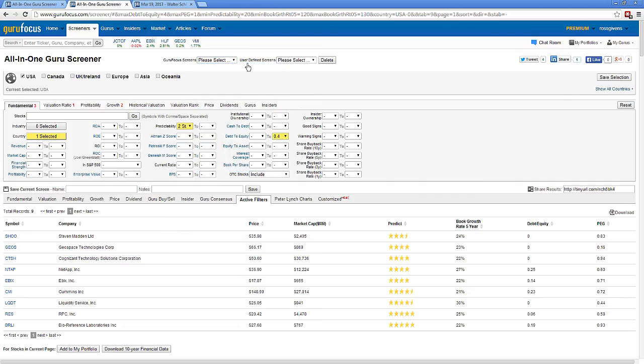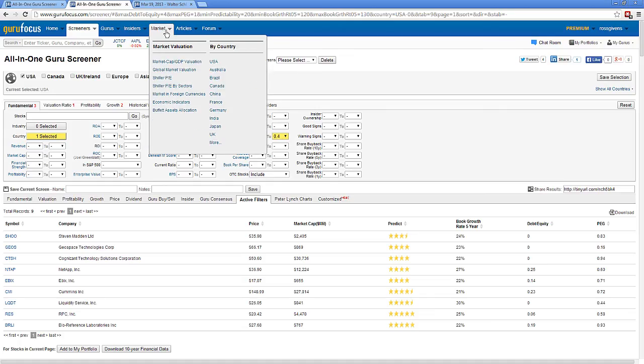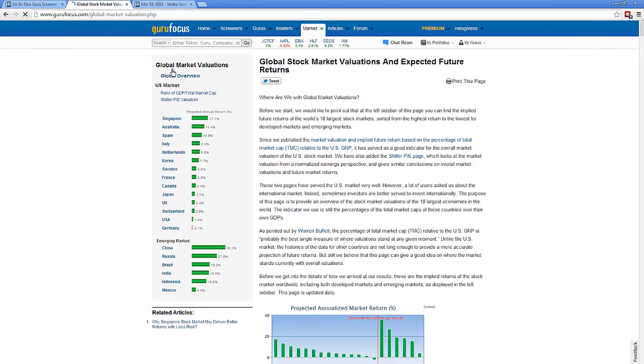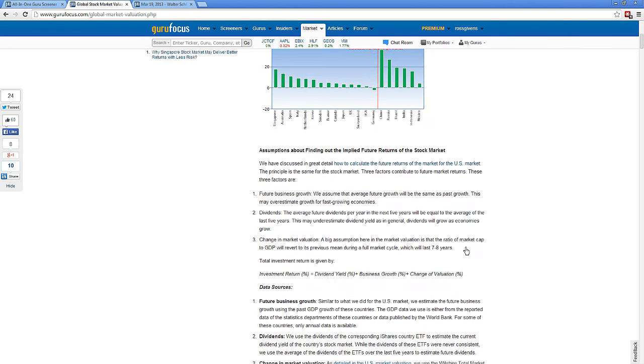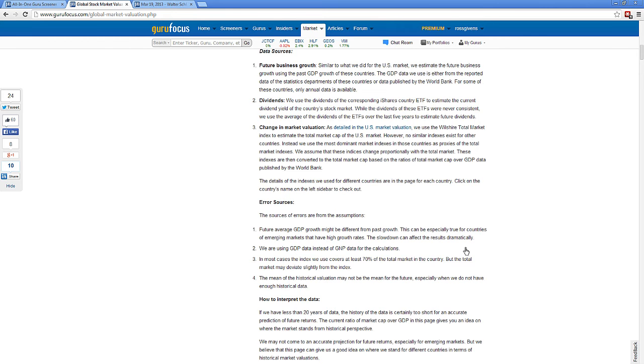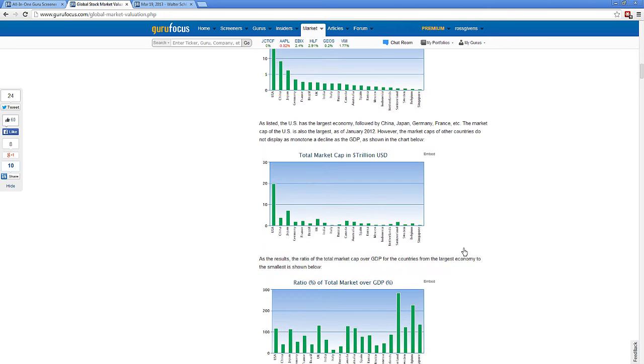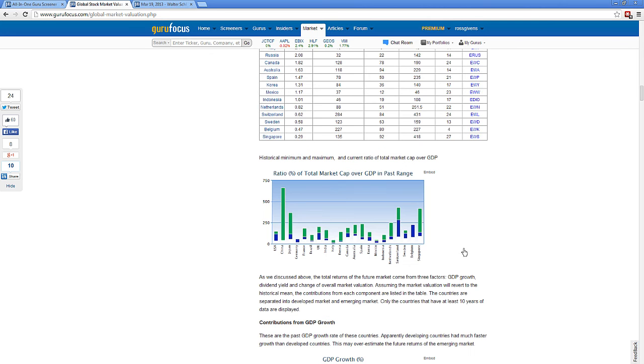Now, with any of these scans, you can also scan other countries. I don't know how many of you guys are global members. We're aware the U.S. is in a bit of an overvalued state. You can find that at any time, whether you're a free or premium member, by hovering over the market tab and clicking the global market valuation. And it's going to quickly show you some of the most widely used valuation metrics for the overall market. Some of the biggest are market cap to GDP. It's going to show you a ratio of that.